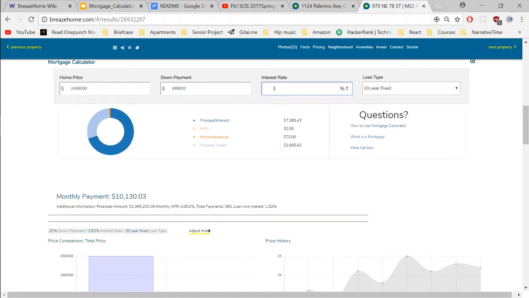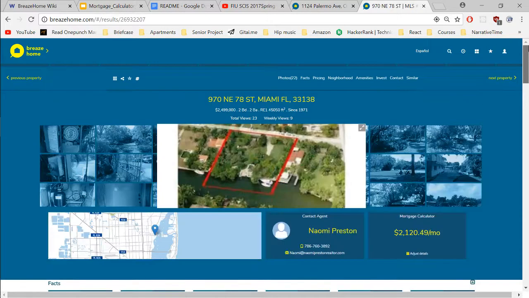The user can play around with the interest rate. You can also change your home price and play around with that as well, and the type of loan. The down payment is automatically calculated from the home price and the loan type. So this is basically the work done by the mortgage calculator team for BreazeHome version 5.0.